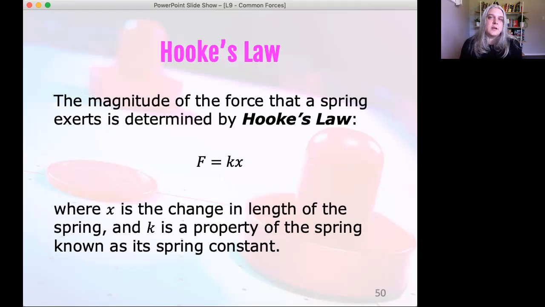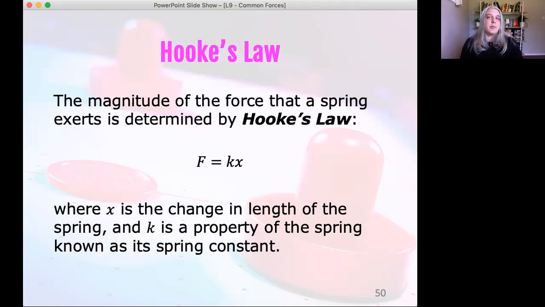Hooke's law tells us the magnitude of the force needed to change the length of a spring by some amount x. There is this other letter in there, k. K is a property of each spring. So if you are given a spring, you need to know its K. You can either determine it by measuring F and x and figuring out K, but often we'll just tell you what K is, and then we can figure out the force needed for certain changes in length. So K is a property of the spring. We call it the spring constant of the spring.